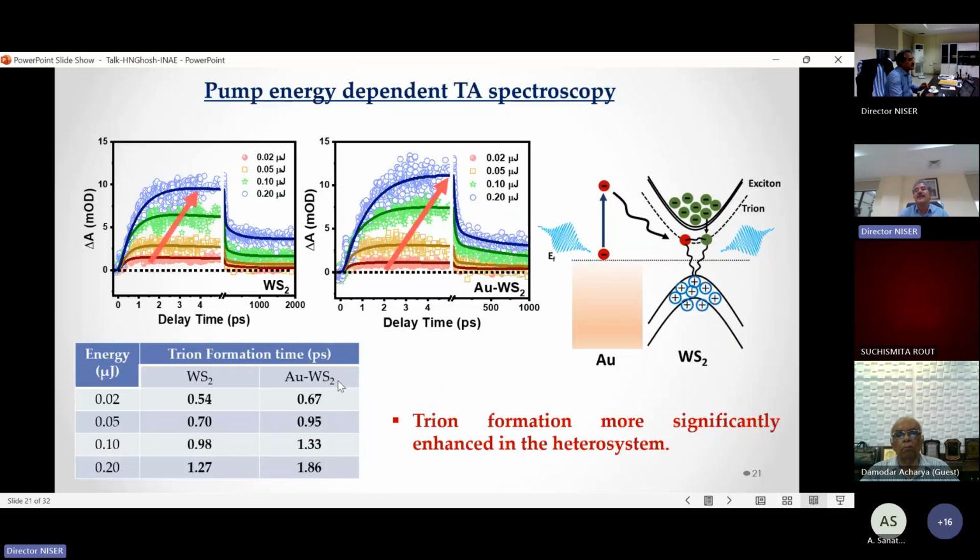Again, we did an intensity dependent study and figured out that as you increase the intensity, your trion formation time in both cases increases, pure WS2 and gold WS2. But in the case of gold WS2, the time scale is much longer, because more and more electrons come into the picture as intensity is increasing. At the same time, trion formation is taking more time.